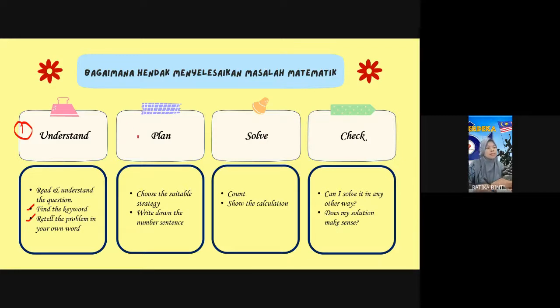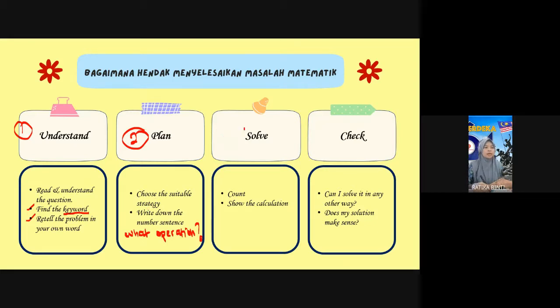Okay, number 2 is you need to plan what you are going to do. You need to choose suitable strategy. Okay, and then you need to write down the number sentence. In this second step, you need to find what operation you need to use. Addition, subtraction, multiplication, or division. That's all based on the keywords. The operation you need to use is based on the keywords given in the question.